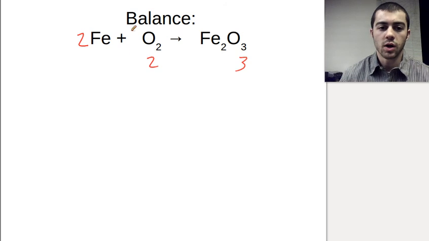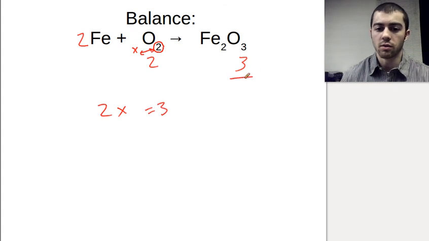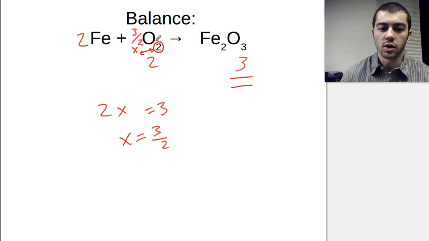So some number x, we'll call it 2 times x, because 2 is our subscript here, has to give us 3, because that's our number of oxygens on the right side. So this would give us x equals 3 halves. So we would put a 3 halves here.